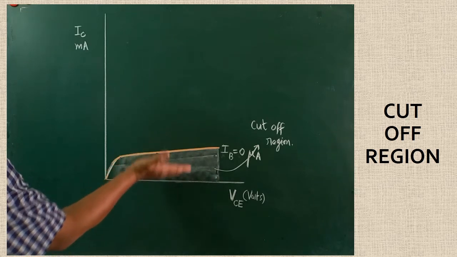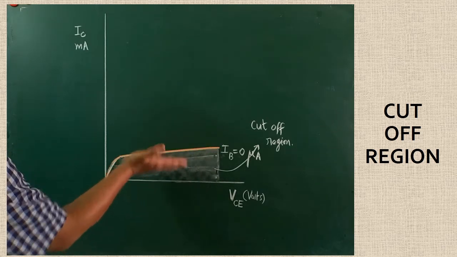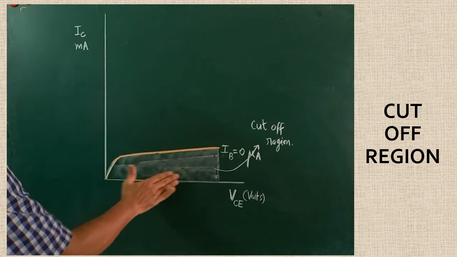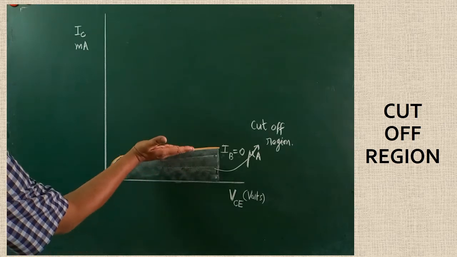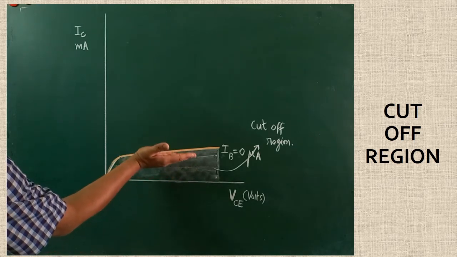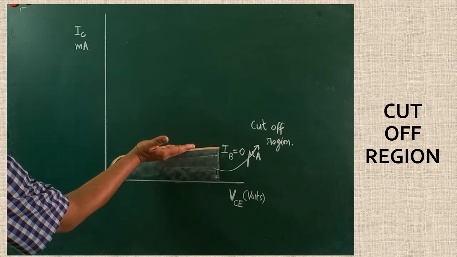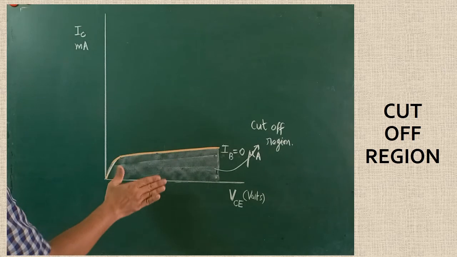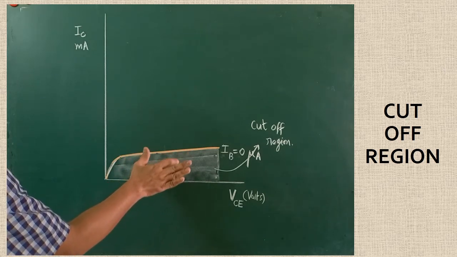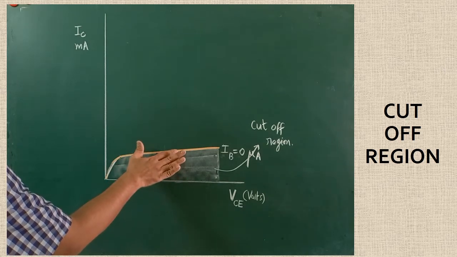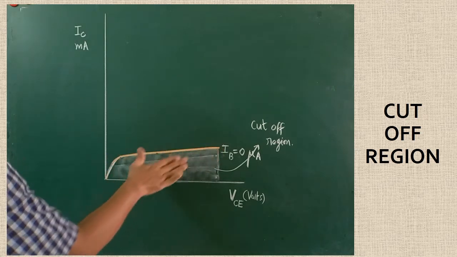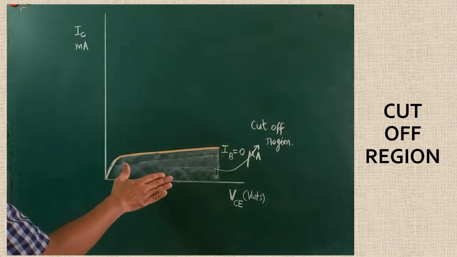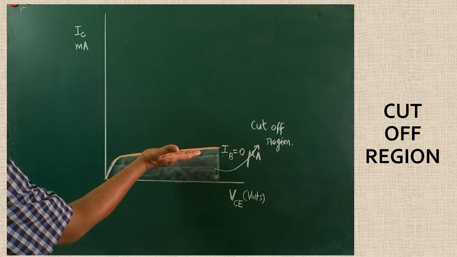Just below the curve, just below the line, this portion is called the cutoff region. If you go down, what happens? The collector current, the main current, becomes zero. Therefore, this region is called the cutoff region. The region just below the line IB equal to 0 is called the cutoff region, because the collector current becomes 0.